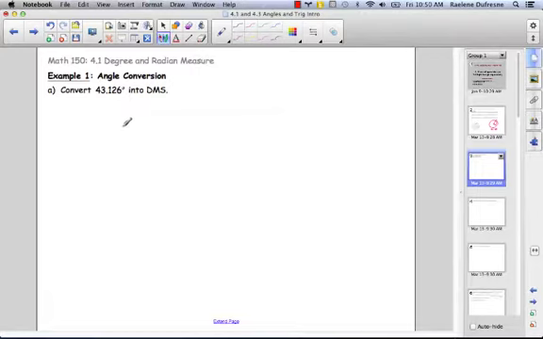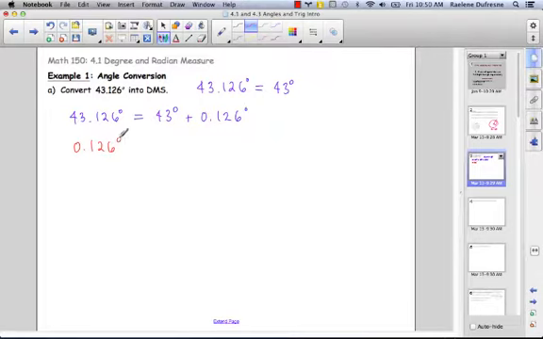Here we have an angle given in degrees, 43.126 degrees. And we want to convert it into degrees, minutes, seconds. Well, what we see is that 43.126 degrees has a whole number part of 43 degrees and a fraction part of 0.126 degrees. So we will keep the whole number part, and we will convert the fraction part. So we are going to say that 43.126 degrees is equal to 43 degrees, so many minutes, and so many seconds. So let's focus on the fraction part, 0.126 degrees.